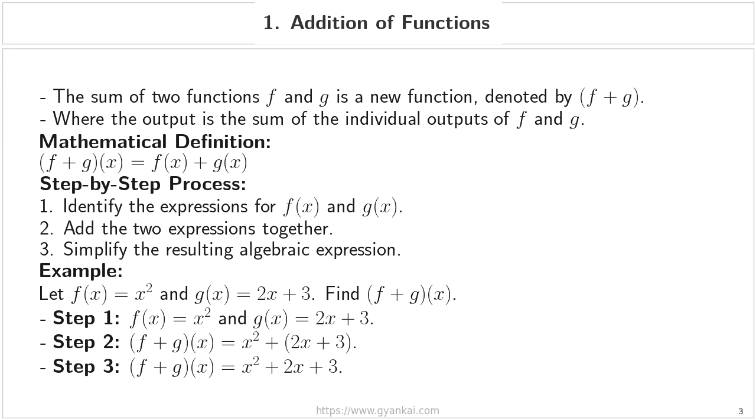Suppose we have two functions where f of x equals x squared and g of x equals 2x plus 3. Our goal is to find the expression for (f plus g) of x following our steps. In step 1, we have identified our two parts. f of x is x squared and g of x is 2x plus 3. In step 2, we write out the addition, which gives us (f plus g) of x equals x squared plus the quantity 2x plus 3. Finally, in step 3, since there are no like terms to combine here, our simplified result is (f plus g) of x equals x squared plus 2x plus 3.